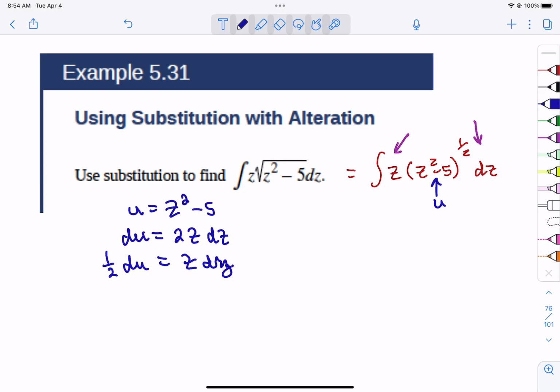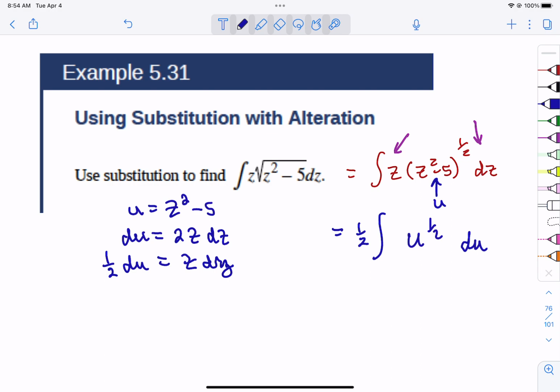Okay, so we've got this z dz. We know what z dz is equal to. It's equal to 1 half du. So that comes out, and I usually put the 1 half in front of my integration symbol because it's a constant. It's just going to be there. And then we have du. And then we get u to the 1 half.